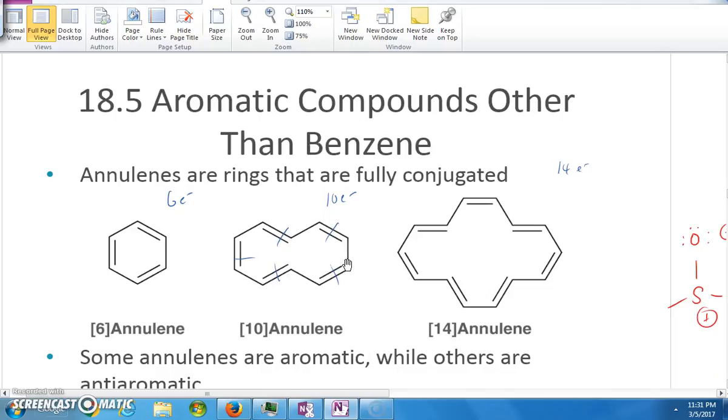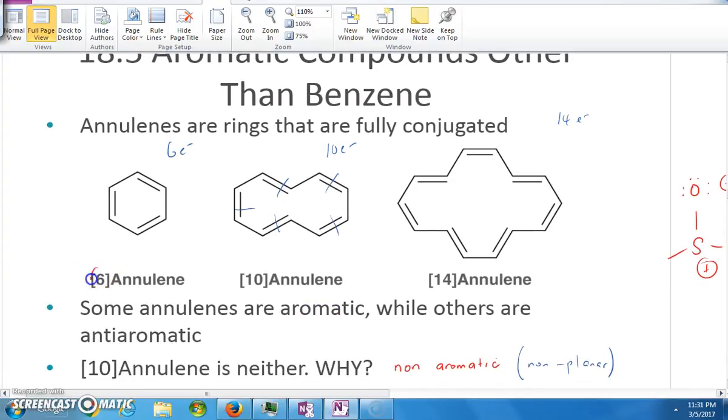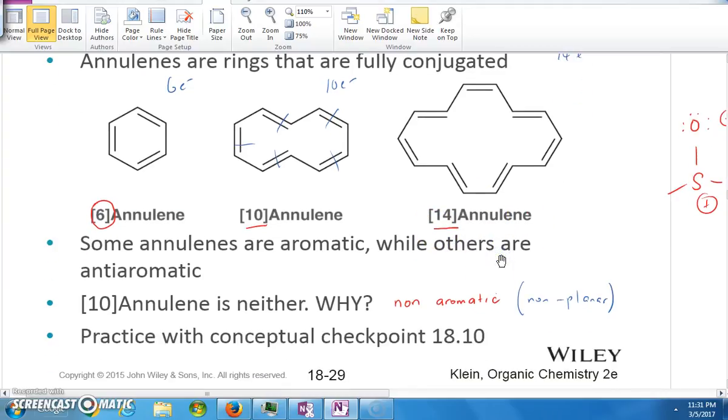Now, aromatic compounds other than benzene. Annulenes are rings that are fully conjugated, and aromatic compounds fall into this class of compounds. In this case, you have an annulene with 6 pi electrons, here an annulene with 10 pi electrons, and here an annulene with 14 pi electrons. All of these are considered to be aromatic because they have an odd number of pi electron pairs, and that makes them aromatic.